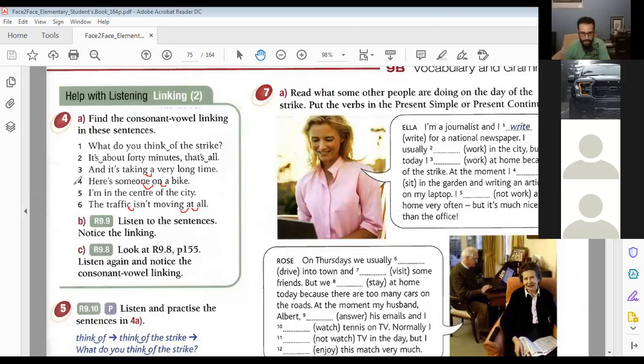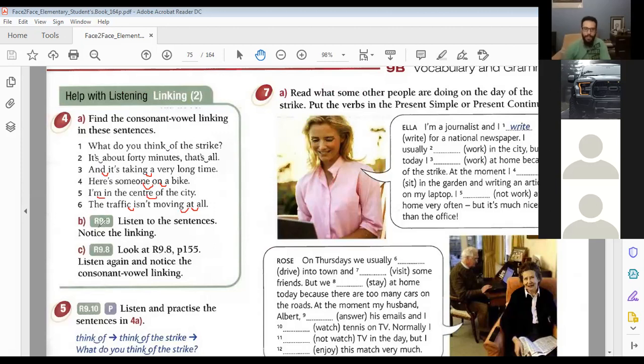Yes. And also here, number 5. I'm in, right? There's a consonant M and the vowel. It's correct. Yeah. And center of. Where is it? Number 5. Center of. The R. Center of. Correct.